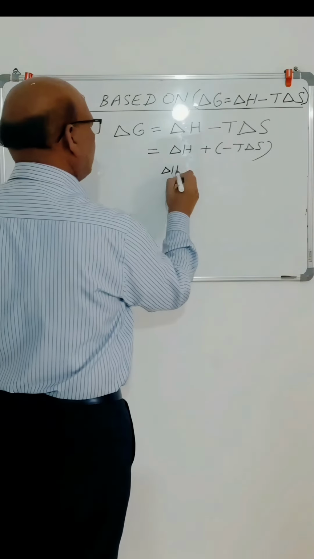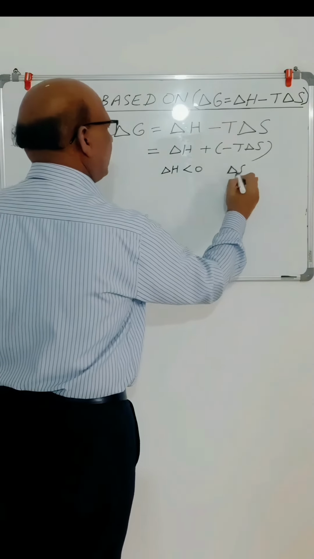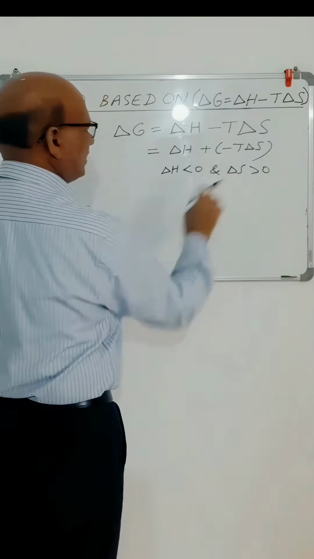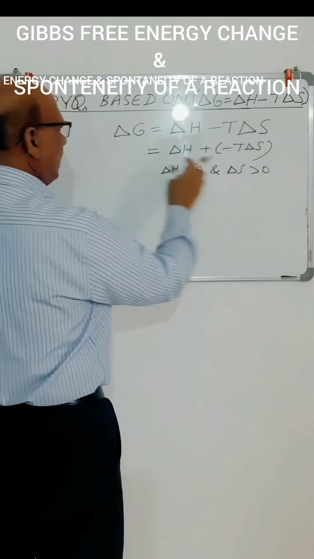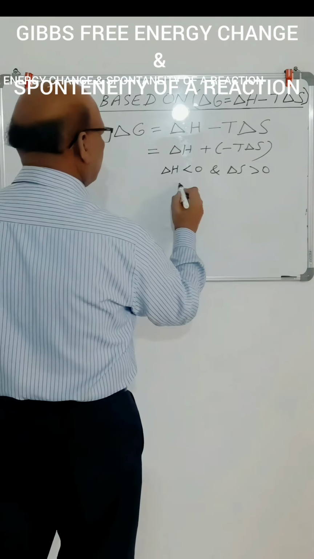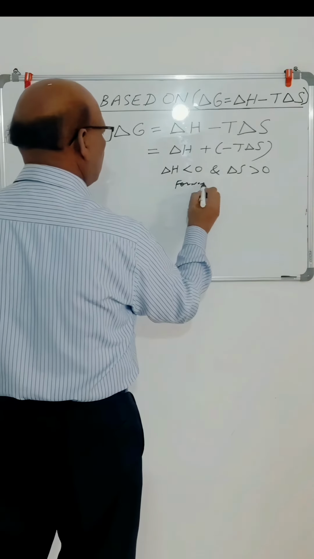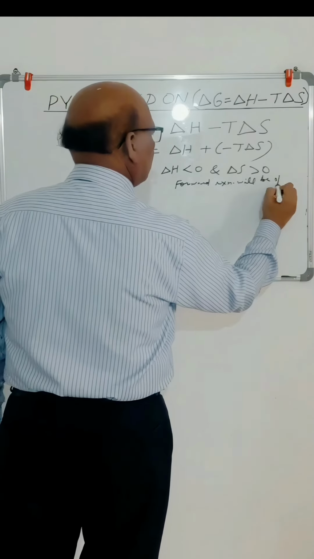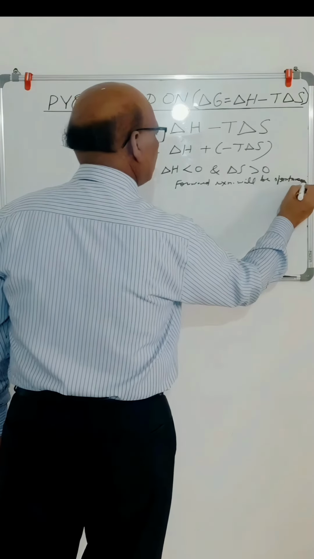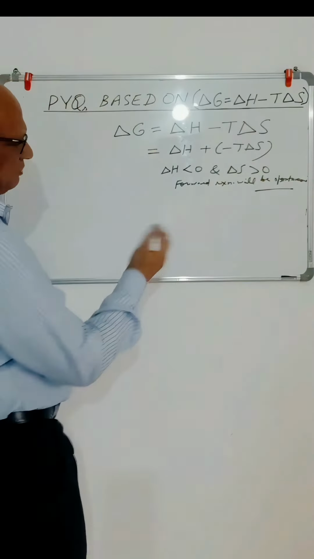It means when delta H is negative and when delta S is positive, if both these conditions are met, then the first term will be negative, the second term will also be negative, and delta G will be negative. So we can say in this case the forward reaction will be spontaneous, will be always spontaneous irrespective of temperature, whatever be the temperature.